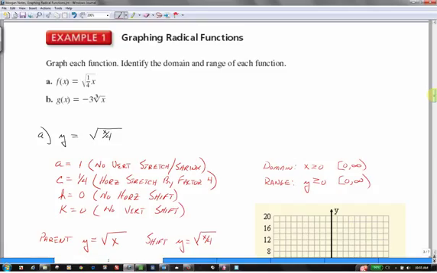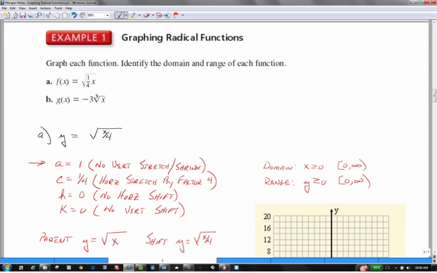So let's take a look at the first problem. What I have is a function, f of x is equal to the square root of 1/4 x. So the first thing I'm going to do is find out what a is equal to. That would be the number that's multiplied outside the square root sign. You can see it's 1. So my y stretch or shrink is just 1.